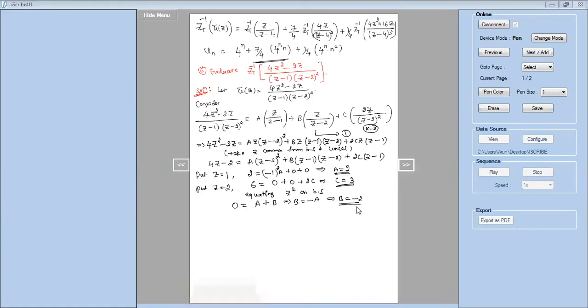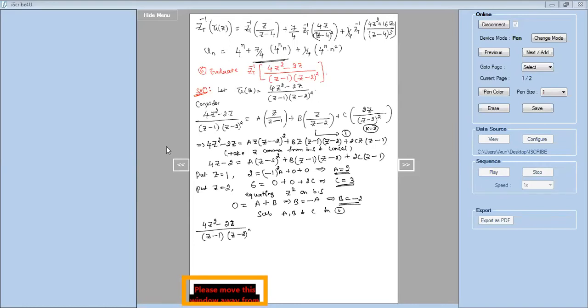So I got the values of A, B, C. Substitute them in equation 1. Substituting A, B and C in 1, we get 4z square minus 2z divided by z minus 1 into z minus 2 whole square is equal to, the first term was A, and you know A is 2, so it is 2 into z by z minus 1, plus B, B is minus 2, into z by z minus 2, plus C, C is 3, into 2z divided by z minus 2 whole square. So if we substitute the values of A, B, C in equation 1, we get this.